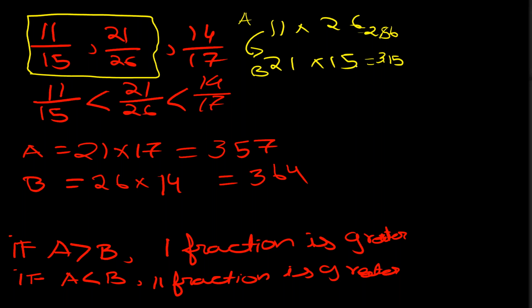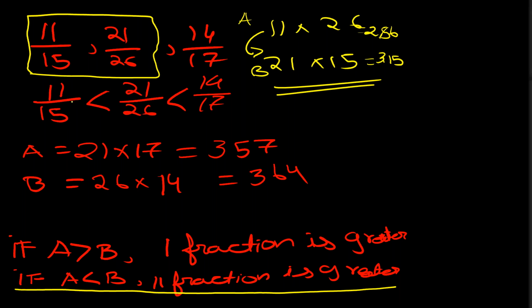Here it is, 315. Okay, so see here, the B fraction is greater. As per my condition, if A is less than B, the second fraction is the greatest fraction. So that means the second fraction is greater, so 21 by 26 is greater. Then I'm comparing the greater fraction with the new number, this 14 by 17.